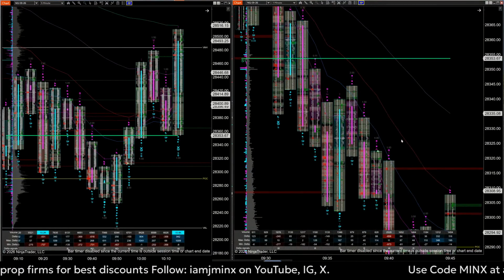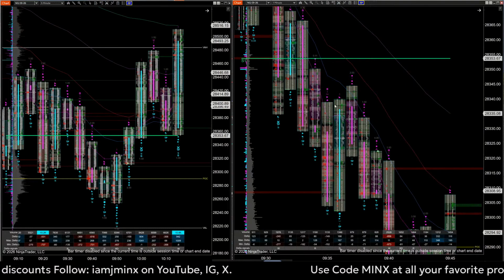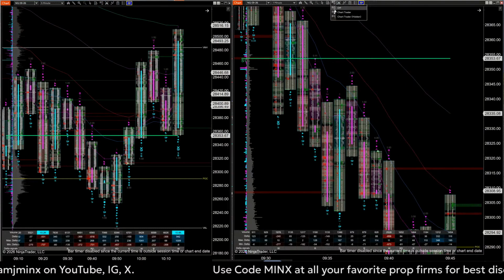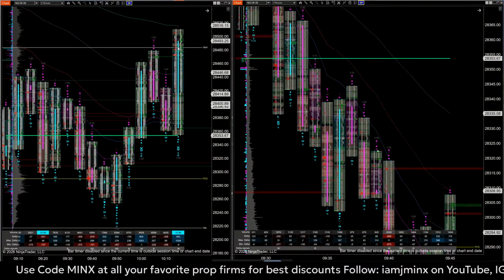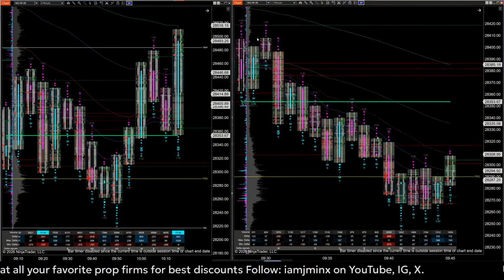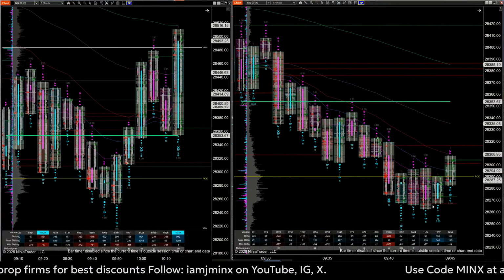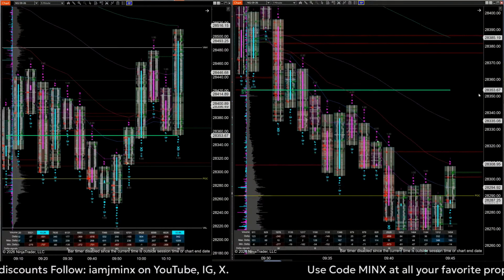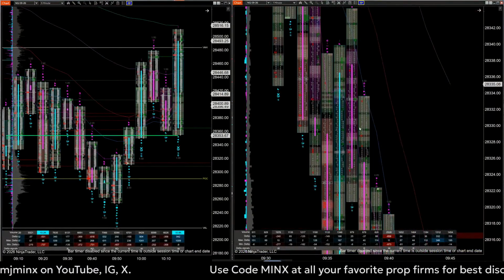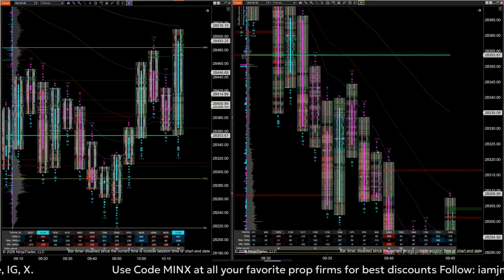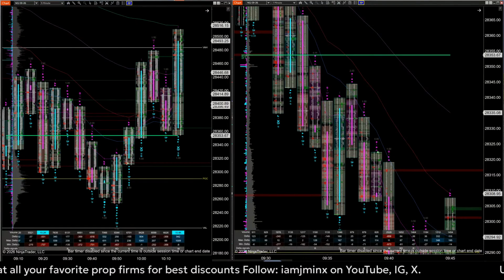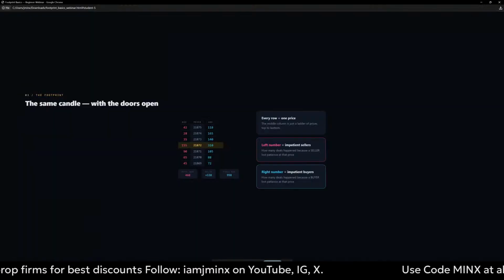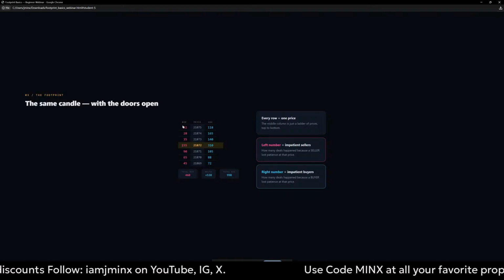Apparently somebody says this is AI slop. This is not AI slop. This is NinjaTrader, and these are live trades. It's very interesting how people these days say things.